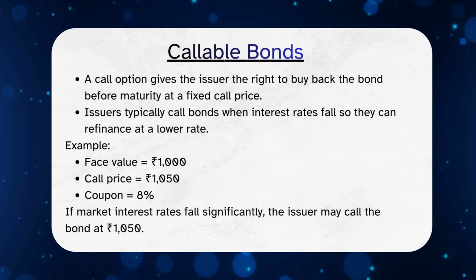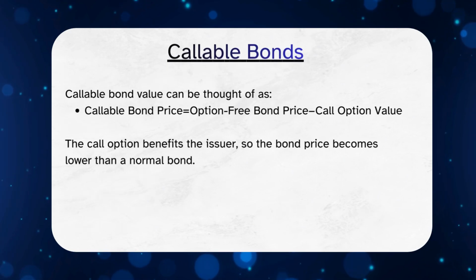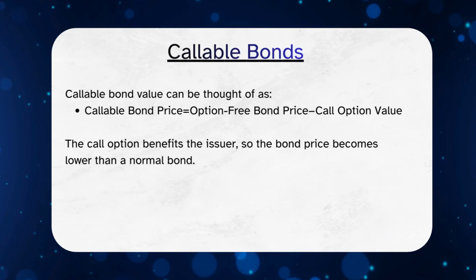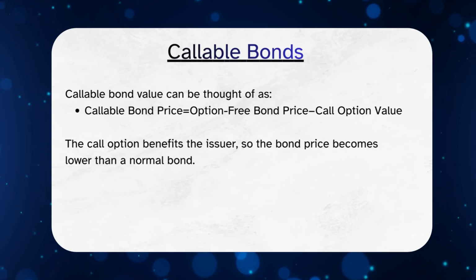From a valuation perspective, a callable bond can be thought of as an option-free bond minus the value of the call option. Callable bond price equals option-free bond price minus call option value. Since the call option benefits the issuer, investors require compensation for this risk, which usually means callable bonds trade at lower prices than similar non-callable bonds.